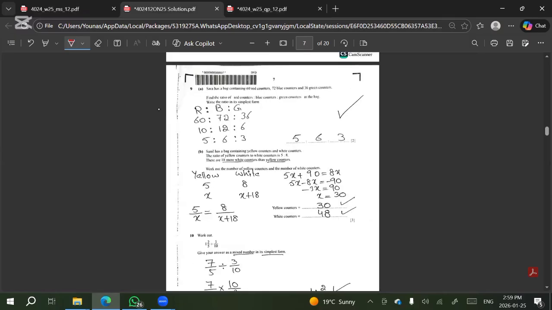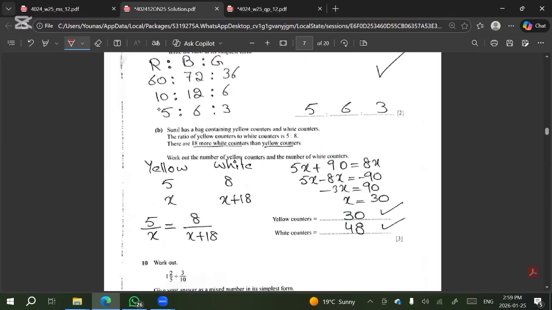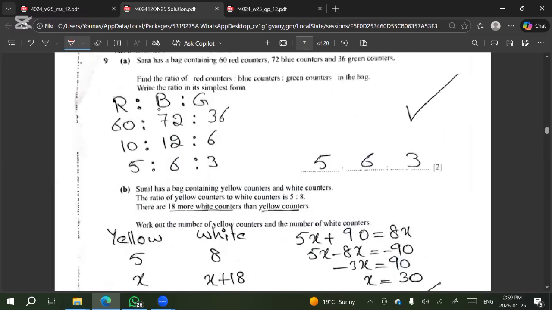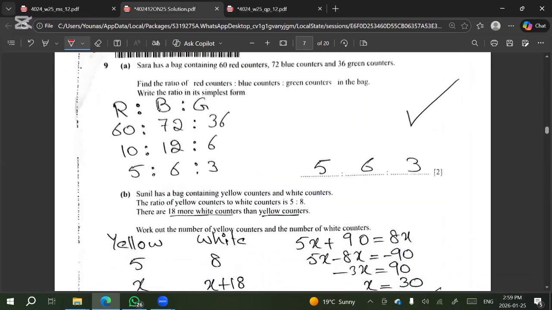I have already solved it so that the time for the video can be reduced. Okay, so here we have red to blue to green, 60 to 72 to 36. If they can all be cancelled with a table, then you will cancel with it. For example, I have cancelled all of them with the table of 6.